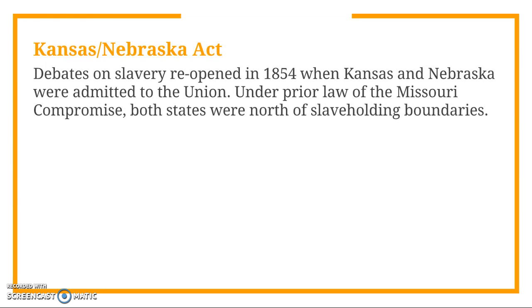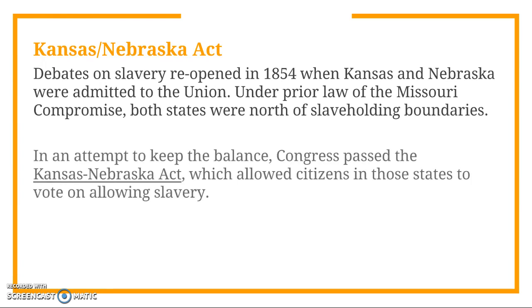A final debate on slavery would come about in 1854, when both Kansas and Nebraska were admitted to the Union. And under the prior law of the Missouri Compromise, both of these states were north of that line that would allow slavery. So again, Southerners were afraid with 2 more free states, they would be greatly outnumbered, that they would start to have their rights taken away.